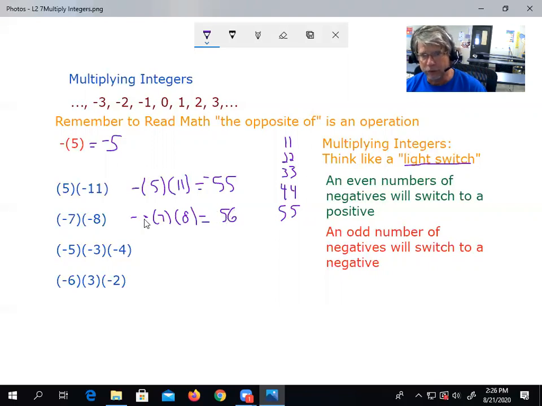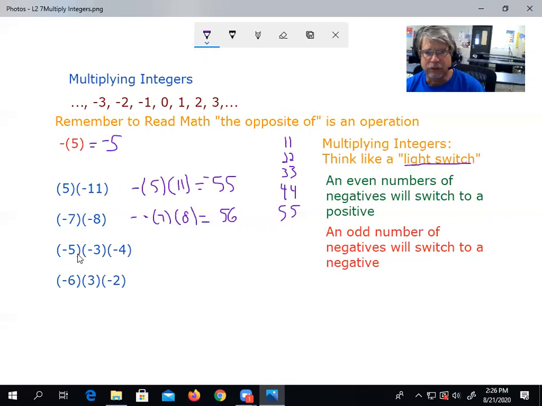So notice that when there's 2 dashes, or in other words, if there's an even number of negatives, the answer is going to switch to a positive. So if there's 2 negatives or 4 negatives or 6 negatives or 8 negatives, kind of see what I'm saying? If there's that many negatives in the problem, your light switch is going to end up switching over to the positive side of it all. So one negative is going to flip it to a negative, but that second negative is going to flip it right back to a positive. So if there's an even number of negatives, it's going to make a positive answer.